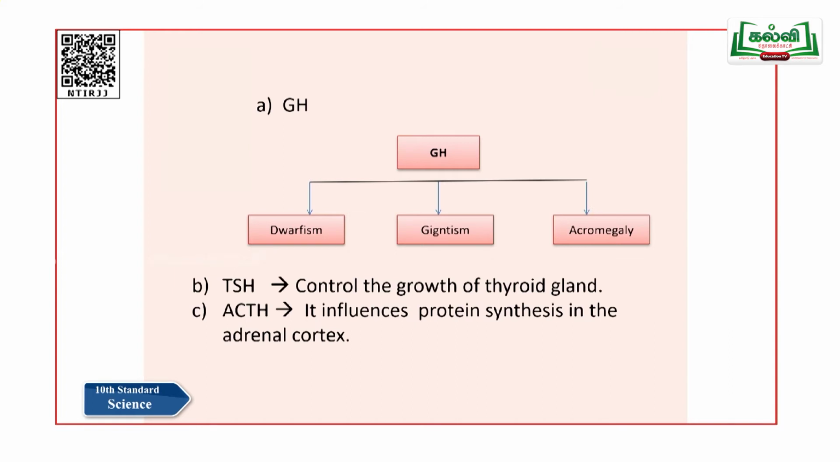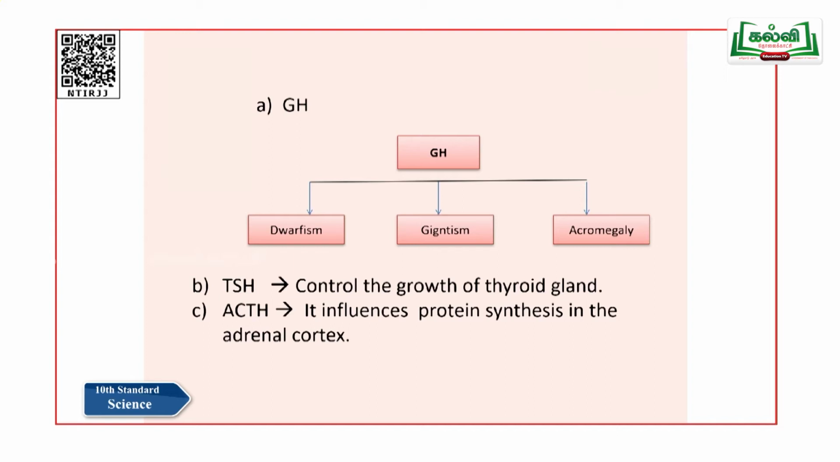The first one is growth hormone. If growth hormone fails to be secreted in normal amounts, it leads to certain dysfunctions in our body. Growth hormone has three kinds of dysfunctions: one is dwarfism, the second is gigantism, and the third is acromegaly.